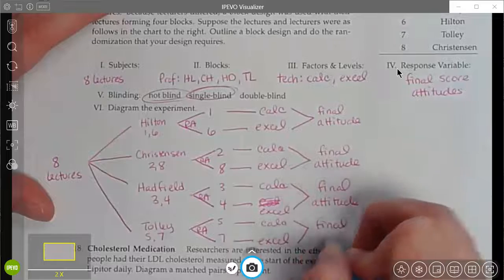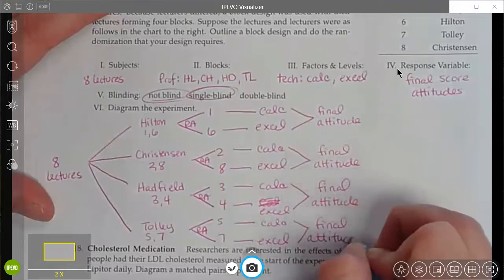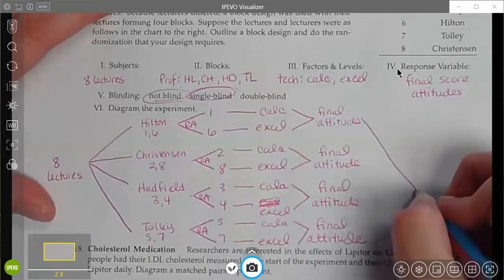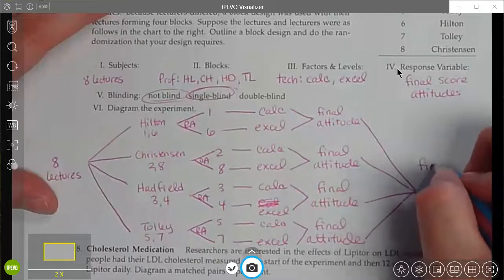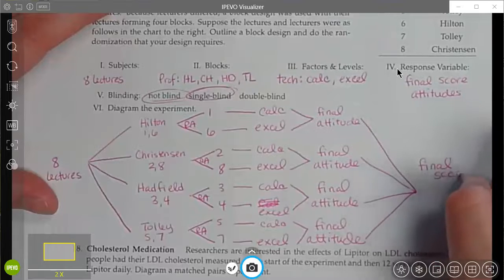Okay, and then once everything's been compared within each block, we want to see if there's an overall pattern. So we'll compare all 8 of these lectures all together, so all 4 of the professors, and we'll see if there is a common pattern in final scores or attitudes about statistics.